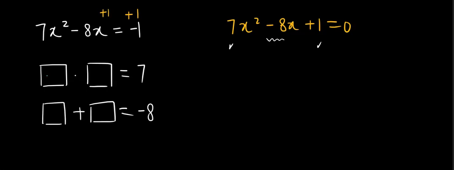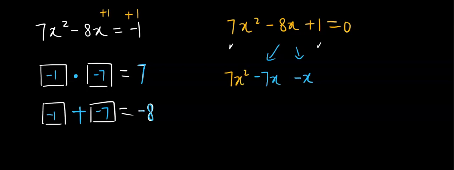All right, did you see I can try -1 and -7. Multiply, +7. Add together, -8. And then I come here, I'm going to rewrite the middle term into -7x, and you can see -1x, you can simply write down -x. Then we're going to copy down the rest, rewrite.